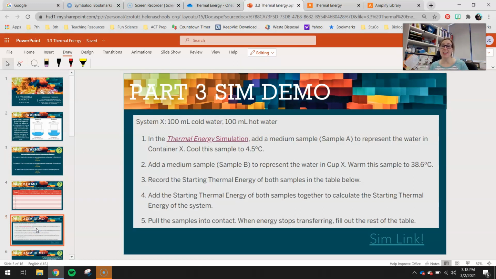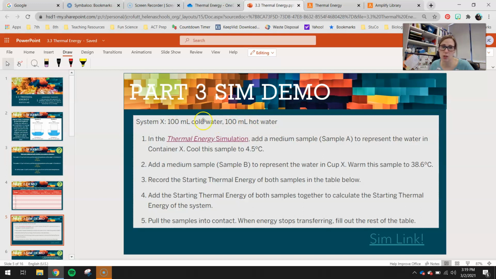You guys are going to demo this in the Sim 2 as well. So you guys can see your direction here. You're going to first set up system X. We can't really put something inside another object, but in the Sim we can make them come into contact. So system X: 100 milliliters of cold water, 100 milliliters of hot water. Remember, we had hot water in the cup, cold water in the container.